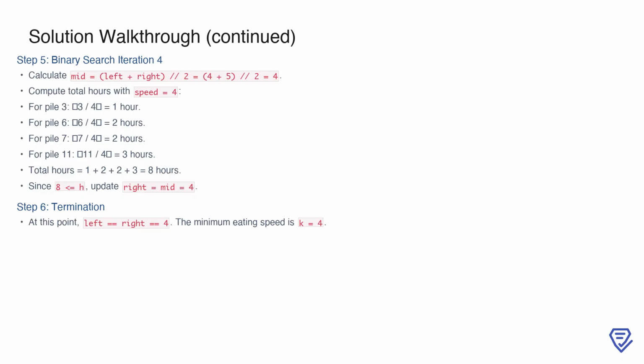At this point, left and right both equal 4, which means the binary search has converged. The minimum eating speed that allows Koko to finish all the bananas within 8 hours is k equals 4.